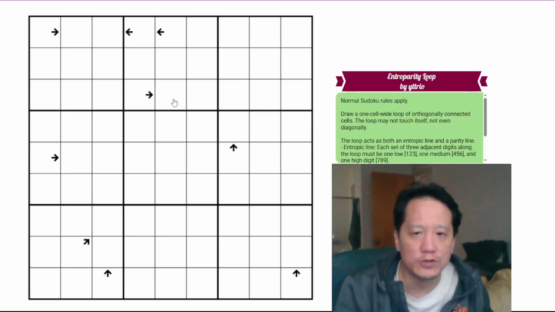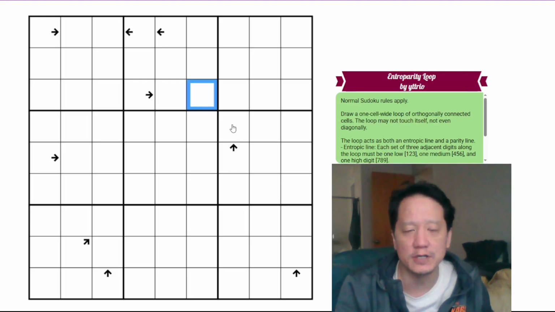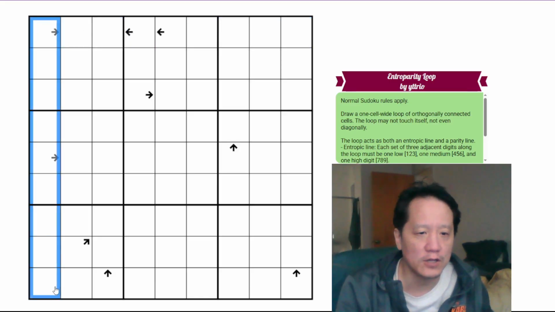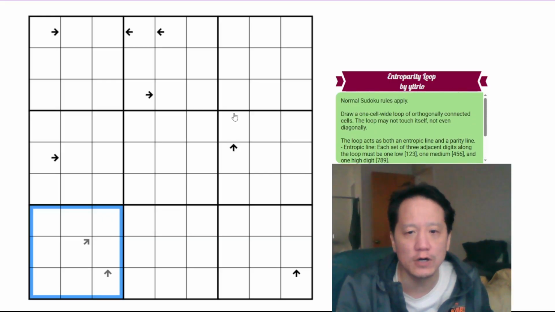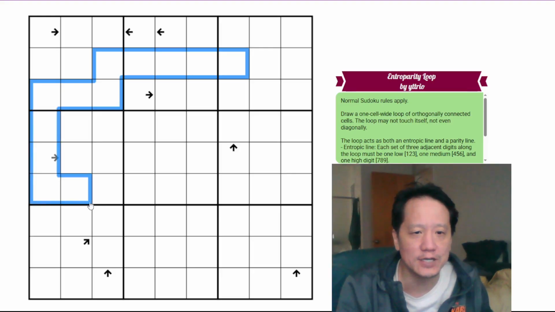Normal Sudoku rules apply, where we need to place in every cell in the grid a single digit from 1 through 9 such that there are no repeats in any row, column, or designated 9-cell region. We have to draw a 1-cell wide loop of orthogonally connected cells. The loop may not touch itself, not even diagonally.